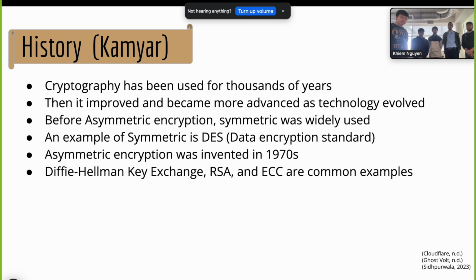And it should be noted that before we got asymmetric encryption, we had symmetric encryption, which was widely used. An example of symmetric encryption is DES, which stands for Data Encryption Standard. And asymmetric encryption examples would be Diffie-Hellman, RSA, and ECC. And asymmetric encryption was invented in the 1970s.